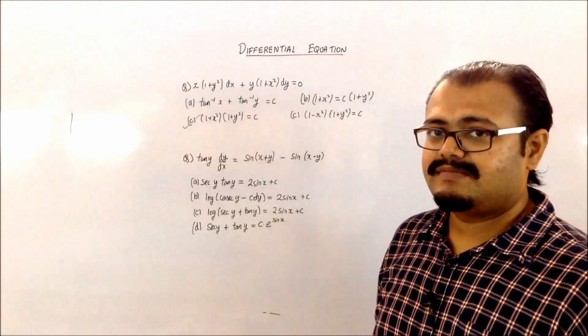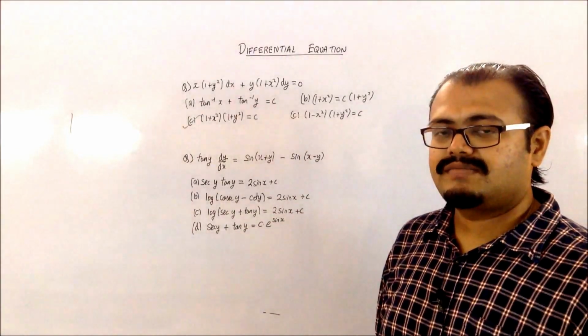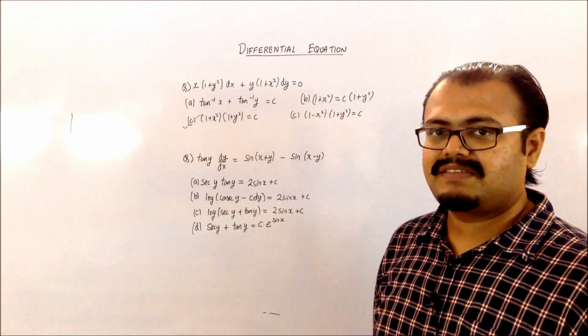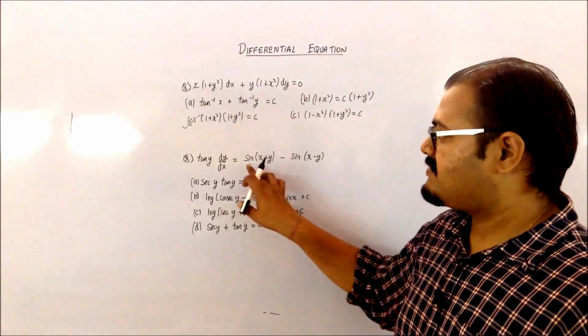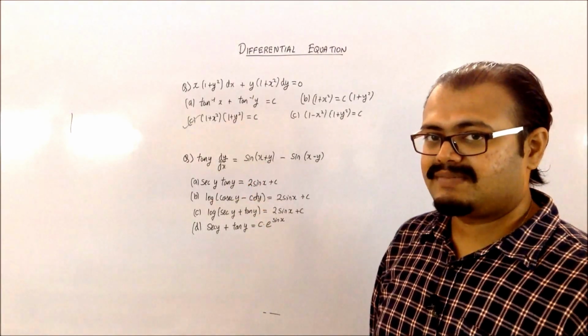In this question, you will be able to observe that you are not able to bring it down to the variable separable form directly, because you have a sine of x plus y, so you cannot separate it out.